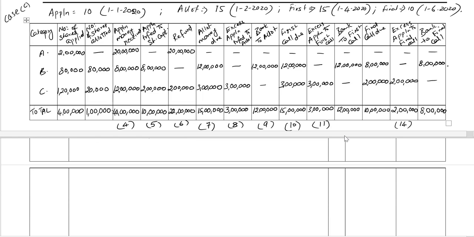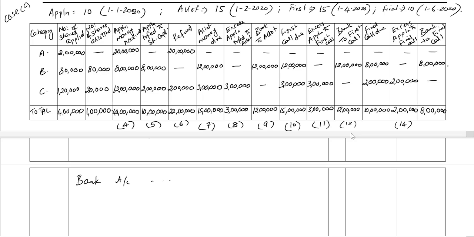The next entry is for receipt of first call money, and the amount received is the answer to column number 12, lakh rupees. But in addition, we need to pass the entry for transferring the calls in advance pertaining to the first call, which is 3 lakh rupees, to the share first call account. So let's do that.